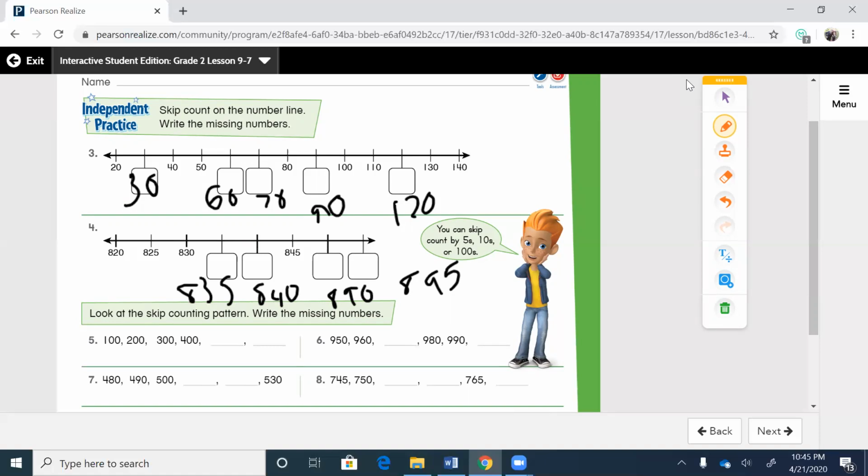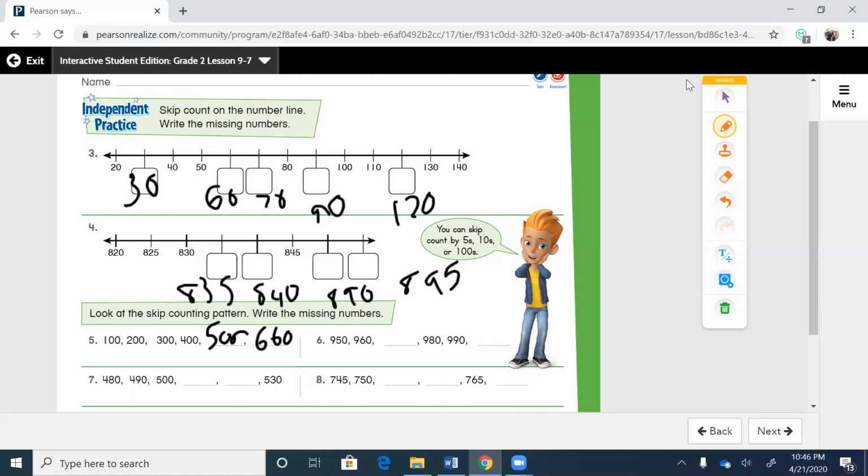All right, number 5. This time it's not on a number line. We have to figure out the pattern. 100, 200, 300, 400. Well, I noticed that the tens and ones stay the same, and the hundreds place goes up by 1. After 400 comes 500. And then what? 600. All right, sorry that my numbers are so sloppy.